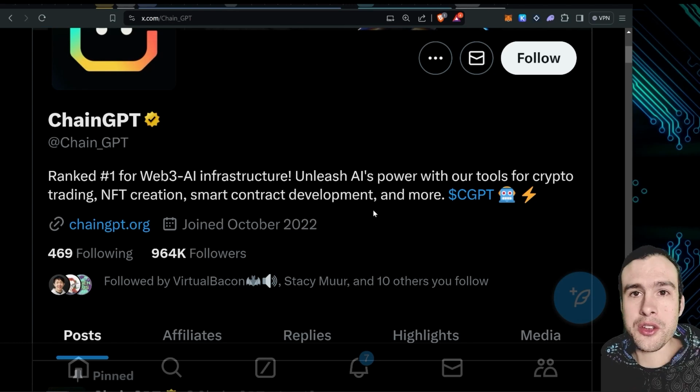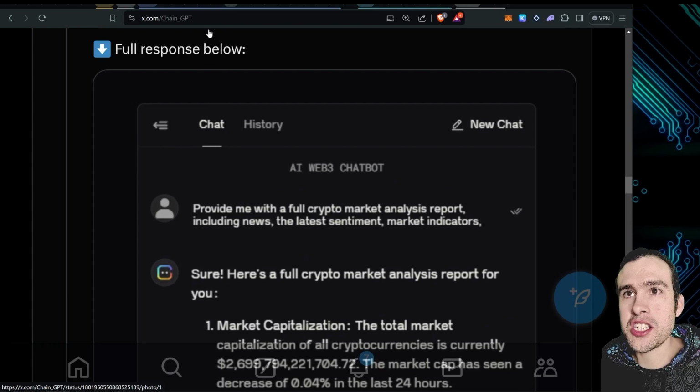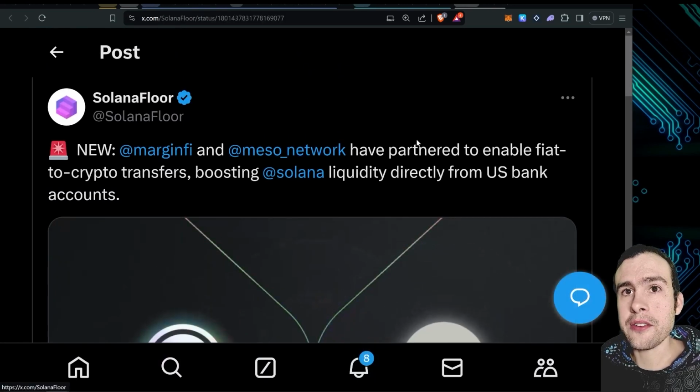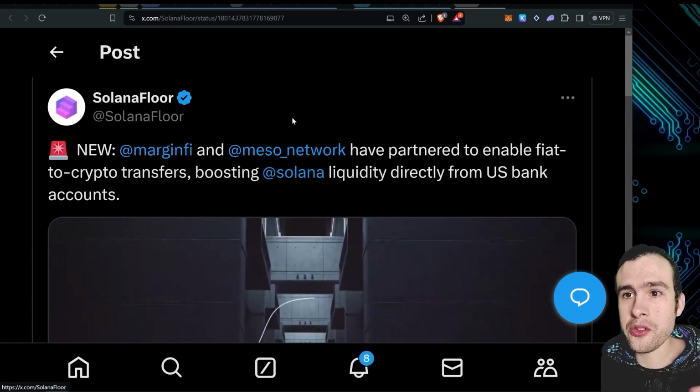So now you can go and share your graphics card and help resolve the queries that people type into ChainGPT. So really cool stuff. Also, MarginFi, mentioned before, and Meso Network, which is another on and off ramp. I was talking about before, all the on and off ramps.